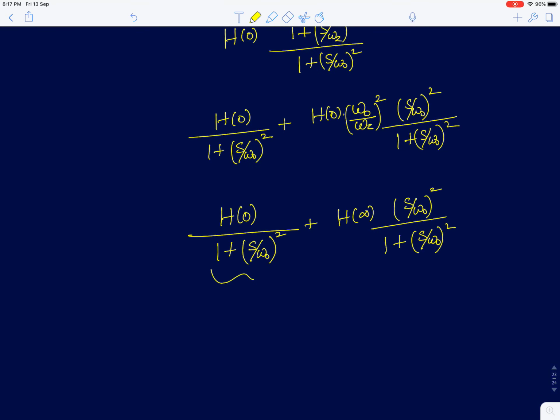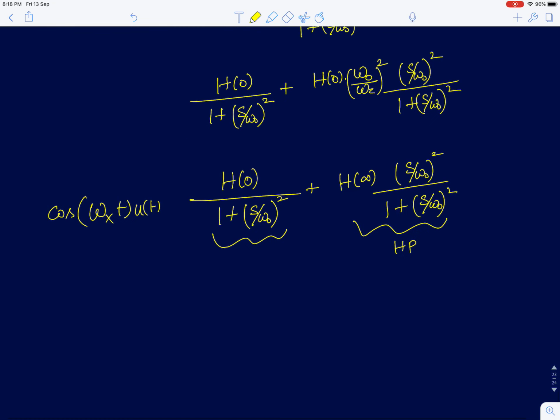Okay, so this term here is a low pass term and this is a high pass term. So we have to now feed a sine wave. First we'll feed a sine wave of frequency omega x, which is not equal to both omega naught and omega z. I've called this term h0 into omega naught by omega z as h infinity, the high frequency gain, because this system has both a zero and a pole. Both are resonant, because at a zero the transfer function actually goes to 0 at omega z, and it goes to infinity at omega naught.